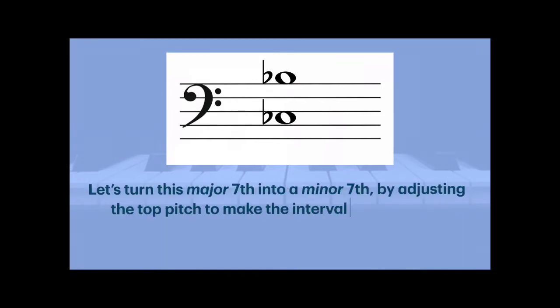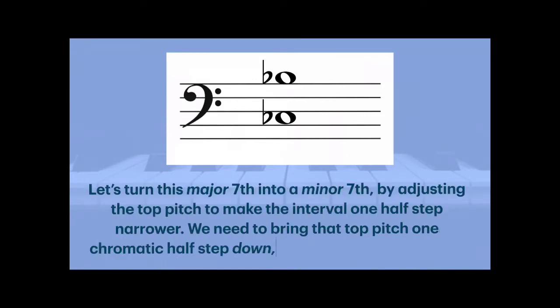Let's turn this major seventh into a minor seventh by adjusting the top pitch to make the interval 1/2 step narrower. We need to bring that top pitch, that B flat, 1 chromatic half step down, or 1/2 step closer to C flat. How do we do that? We turn that B flat into a B double flat. Now we have a minor seventh.